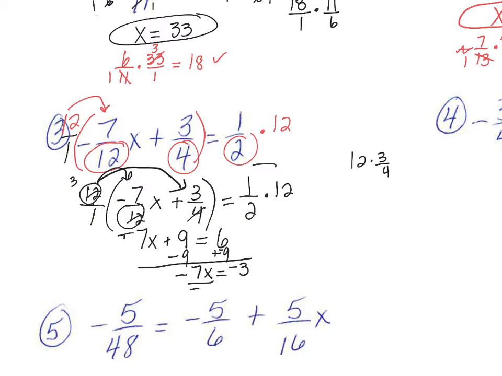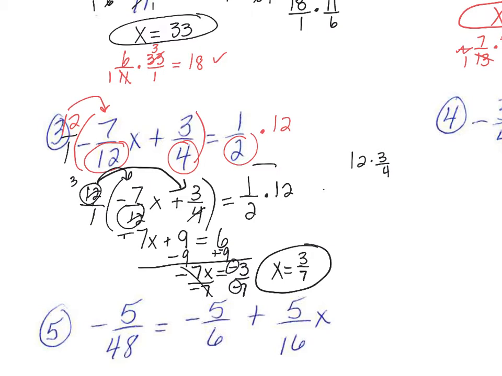Divide both sides by negative 7. And what's x going to equal? Well, negative divided by negative is a positive, and we get 3/7. That just makes it so that you don't have to deal with the denominators, but it's okay if you do.